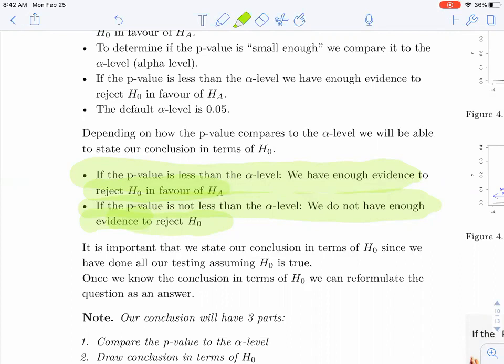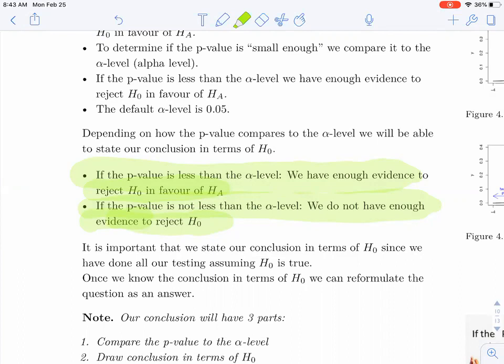Once we have our conclusion in terms of, okay, can we reject H naught or can we not reject H naught? Then we can actually answer the question. We can translate that into an answer for the specific question that we were asking. And what I would do is I would just reformulate the question as an answer. Yes, there is evidence, or no, there is not evidence. Typically, these questions will start with, is there evidence that this and this and this? Yes, there is evidence, or no, there is not.